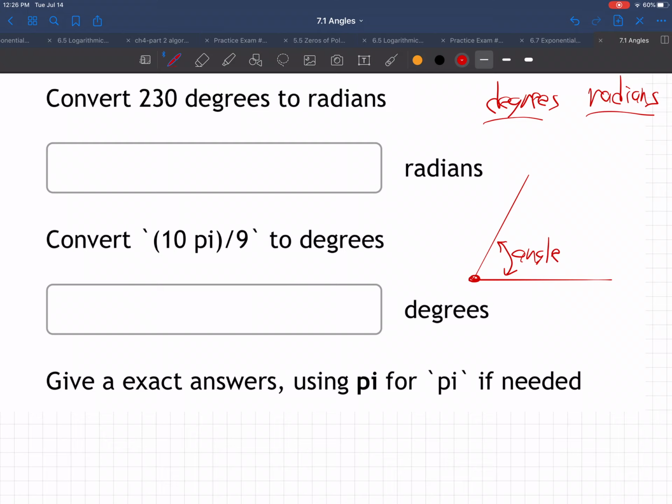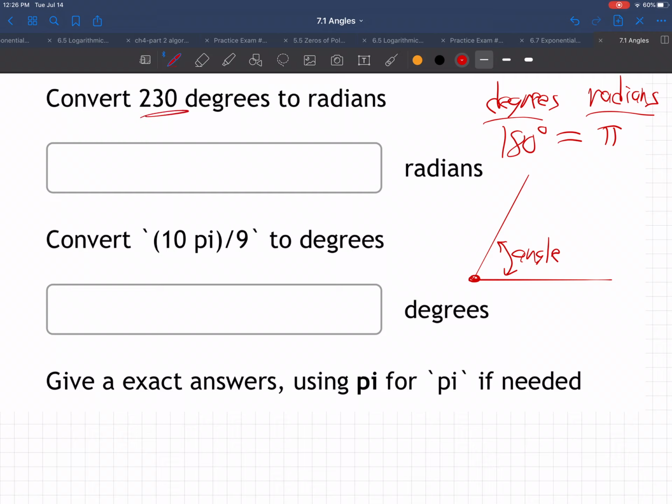It's just like Celsius and Fahrenheit. Those are two systems for measuring temperature. So what's the connection? 180 degrees is equal to pi radians. That's the connection between the two worlds, the two systems. So we use that as a fraction to convert units.